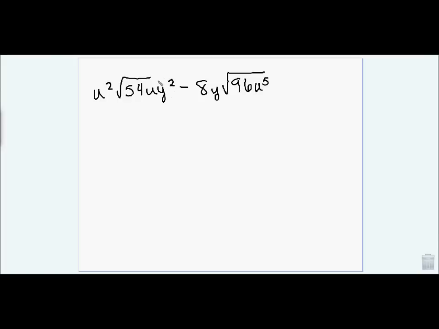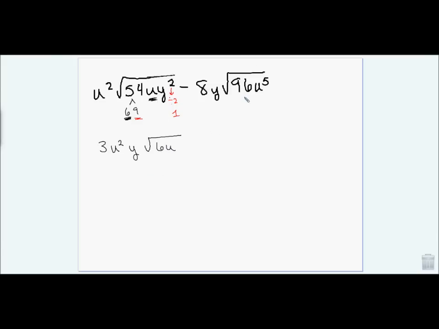Here I have 54uy squared, and that should be under the radical, and 96u to the 5th. Okay, 54 is 6 times 9, and 9 is a perfect square, so I can bring that out. My u has no exponent on it, but my y has a 2. If I divide that by 2, I end up with a 1. So I can pull out a 3 from the square root of 9. There's a u squared already there, and I can pull out that y. And what remains is a 6 and a u.